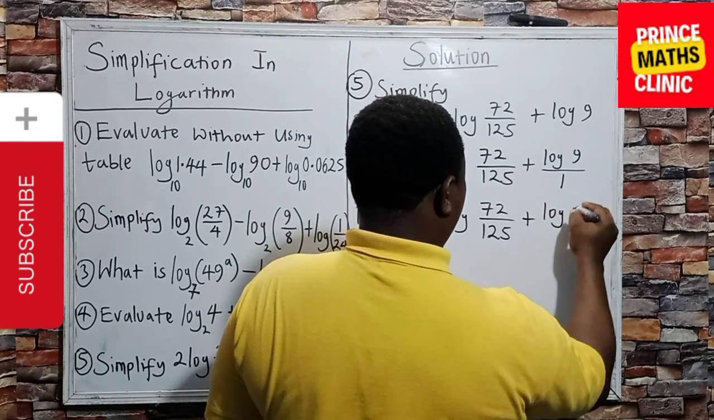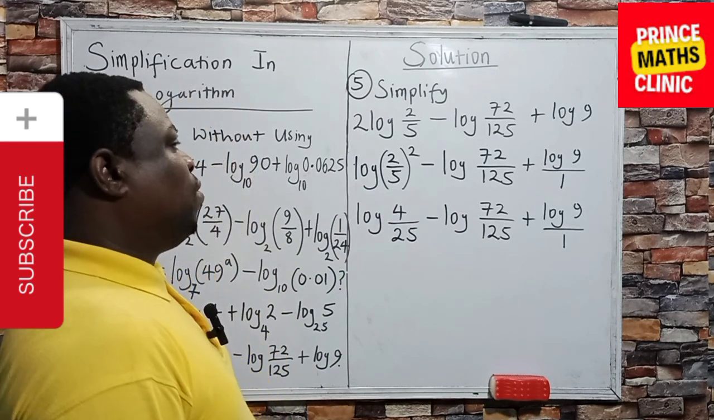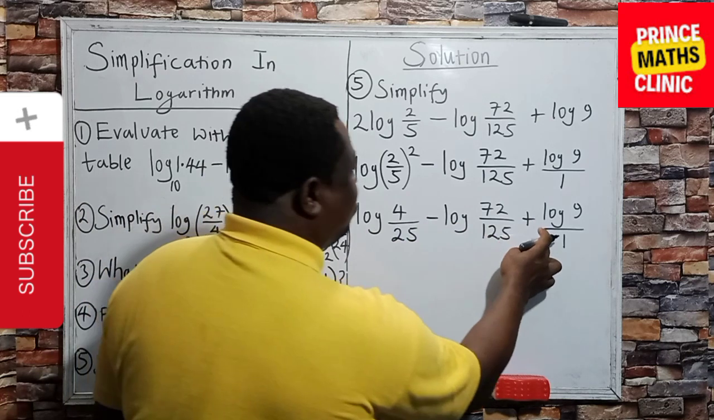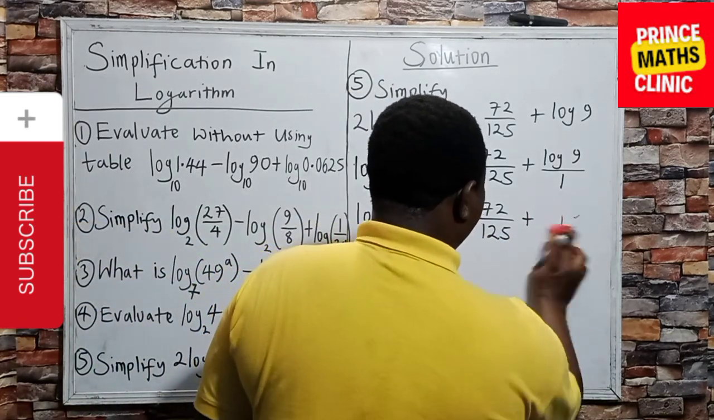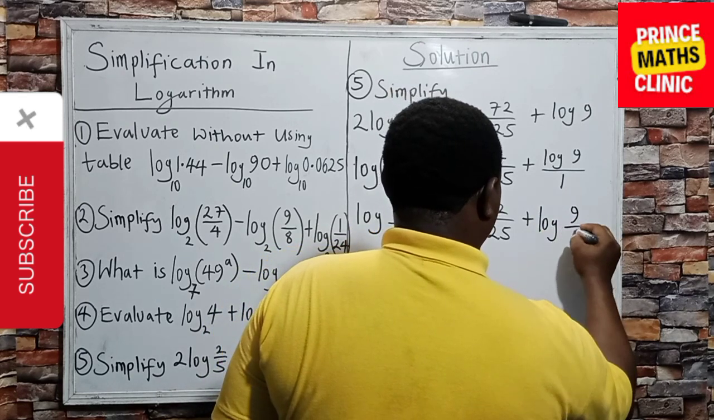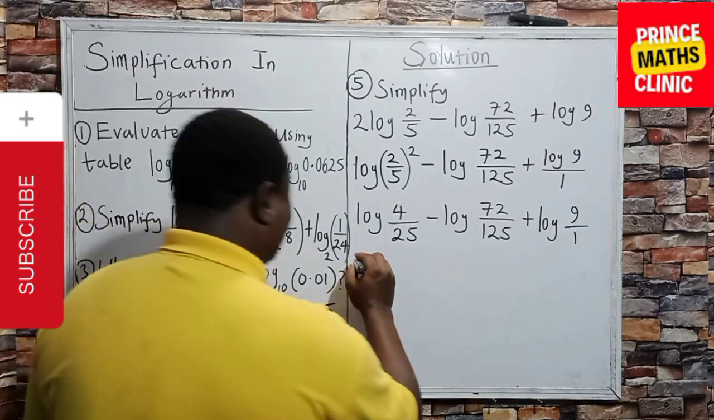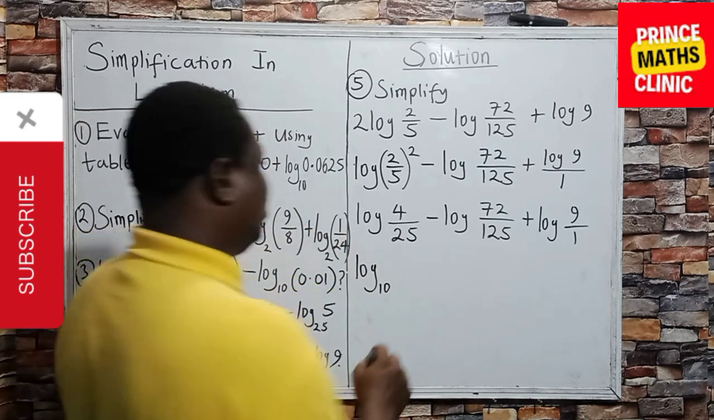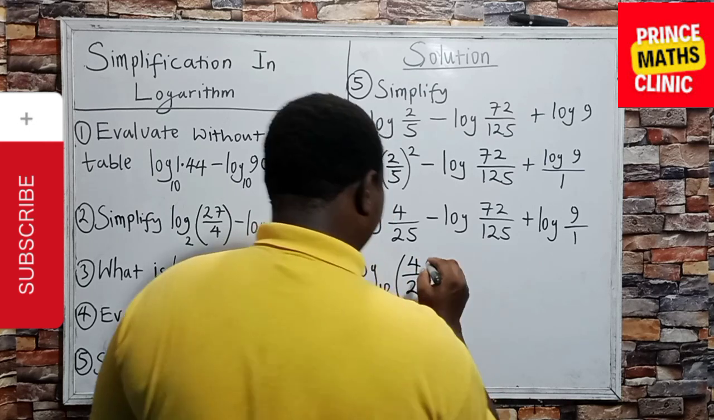plus log 9 over 1. Now the moment of truth. Since I've said logs are having the same base, so what do we do? Or let me write this like this: log of 9 over 1. Now, what do we do from here? This becomes base 10. So this is 4 over 25.